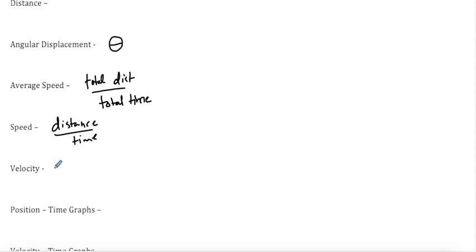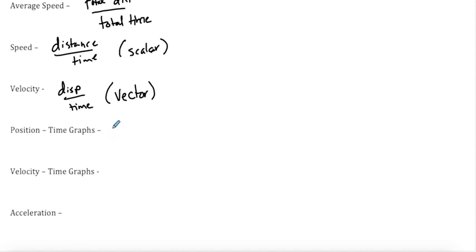Velocity compared to speed, velocity is going to have a direction. So this is going to be displacement over time. Okay, so this is how fast something is traveling with respect to its direction. Speed is a scalar quantity. So speed does not care about the direction, but velocity does. So this is a vector quantity.